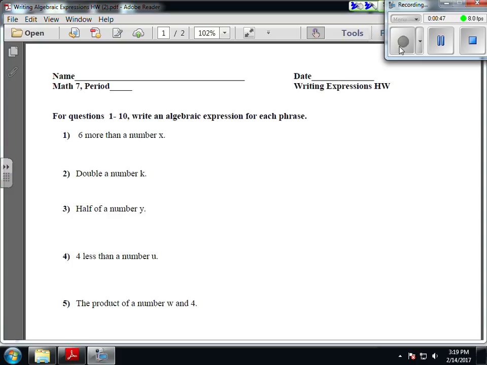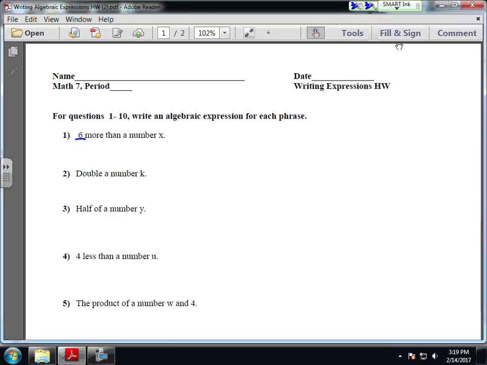Yeah, it means add. So we need to put the 6 more than X. We can also write it as X plus 6. That would be right as well. The next one says double a number K. Right, well, what does double mean? Check your chart.